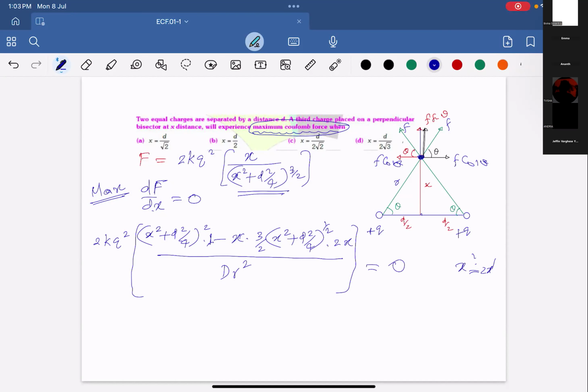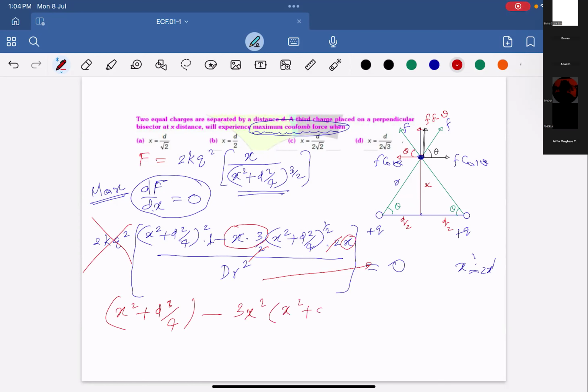This has to be 0. Why does that have to be 0? Because I said dF by dx has to be 0. But this cannot be 0 as it is a constant. When you cross multiply, you get what? Only the numerator part becomes 0. What is the numerator part? x square plus d square by 4, minus 2 and 2 are cut, 3x square into x square plus d square by 4 the whole raised to 1 by 2 is equal to 0. So I cut it.